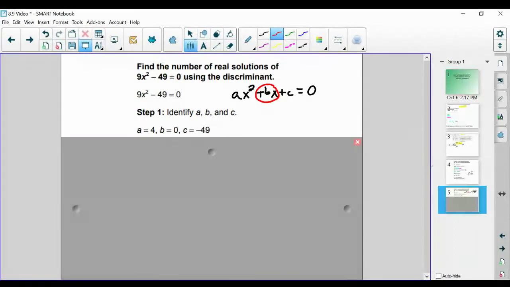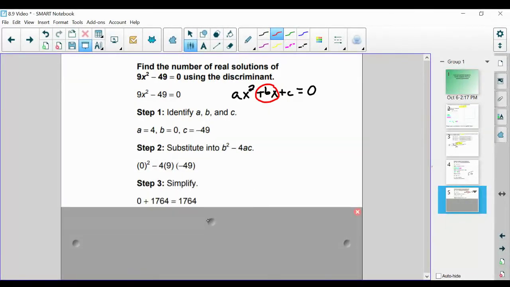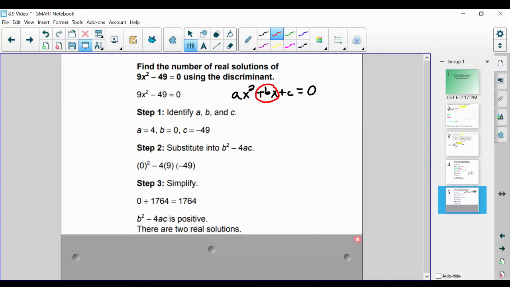We're going to substitute into the discriminant, which is b squared minus 4ac, and we're going to simplify. We're going to end up with 1764. So since it's positive, that means there are going to be 2 real solutions.